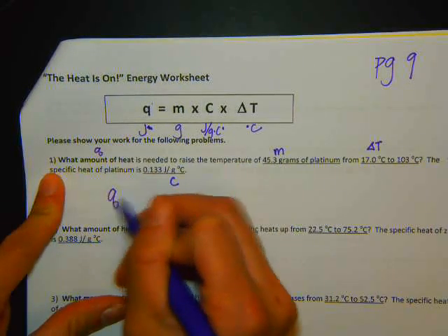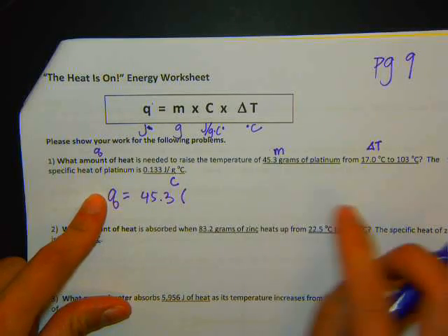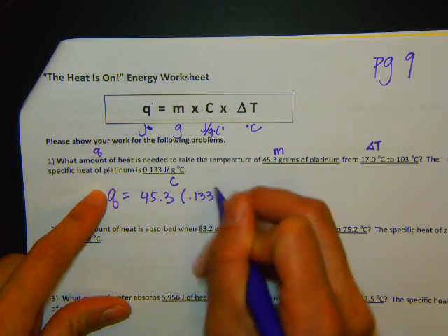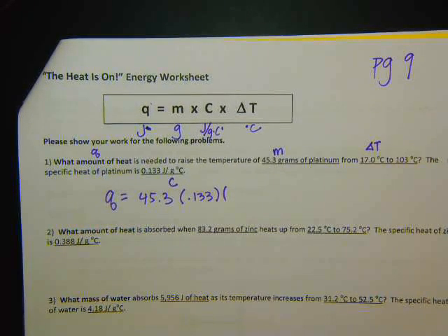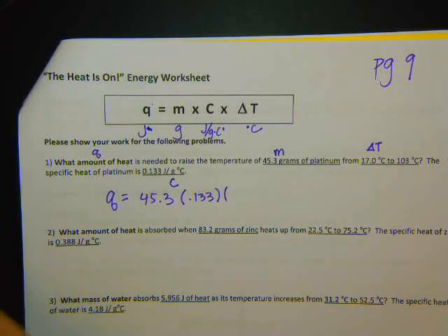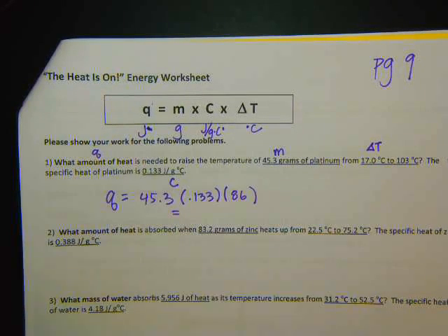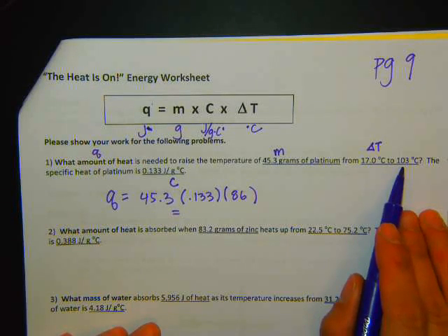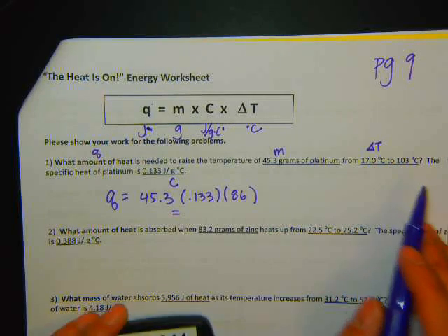So Q equals M, 45.3, times 0.133 times the change in temp, so final minus initial. So 103 minus 17 is, what is it? 86, thank you. And then we multiply all three of those together. Right, because it's final minus initial. And again, it's the absolute value, so it should always be a positive number.